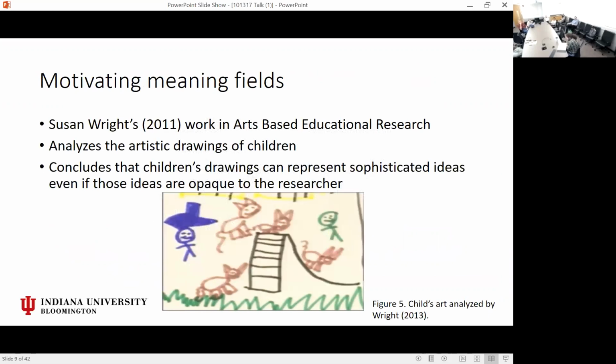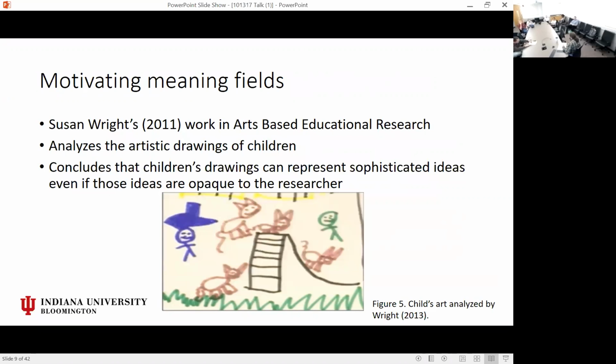Okay, so we use meaning fields to try to interpret students' drawings, which is grounded in part in Phil Karspecken's work, but also inspired by Susan Wright's use of arts-based educational research. We're going to discuss meaning fields more fully momentarily, but Susan Wright analyzes the artistic drawings of kids, and her conclusions suggest that children's artwork can represent sophisticated ideas, but in ways that are opaque to the researcher.